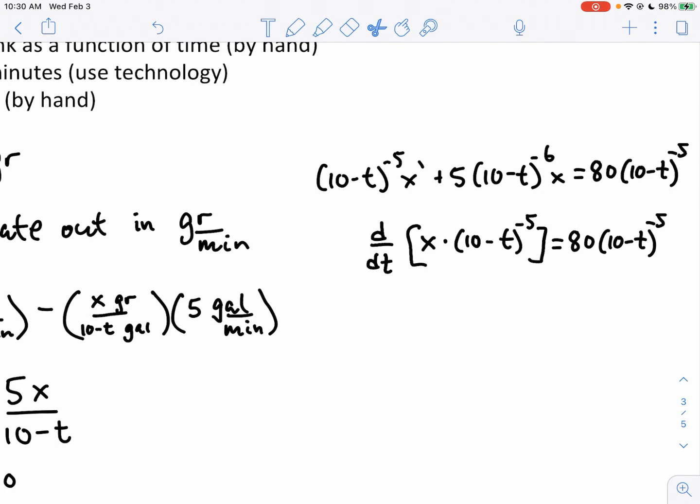Now I'm going to integrate both sides. So when I integrate the left side, integrate a derivative, they just cancel. So you get x times 10 minus t to the negative 5. And the other side we still need to integrate, so I'll do that in my next line. 80 times 10 minus t to the negative 5 dt.